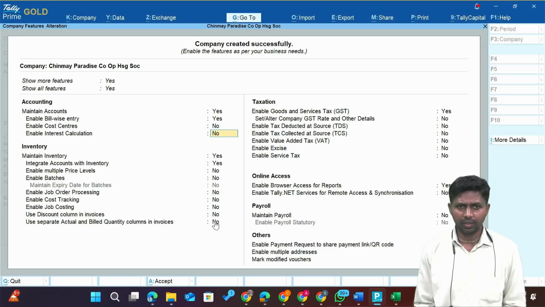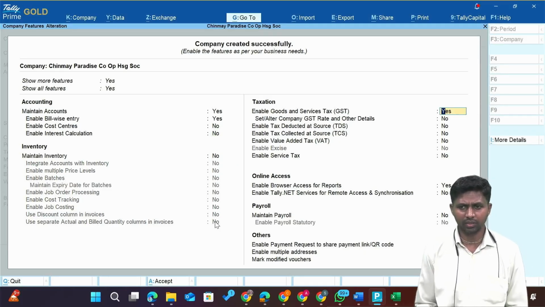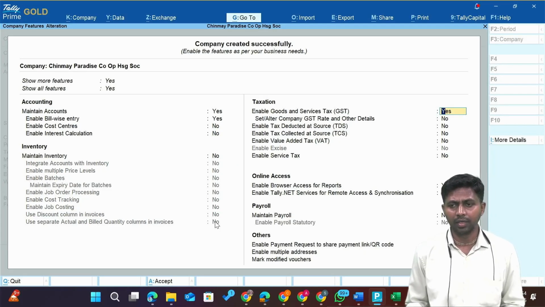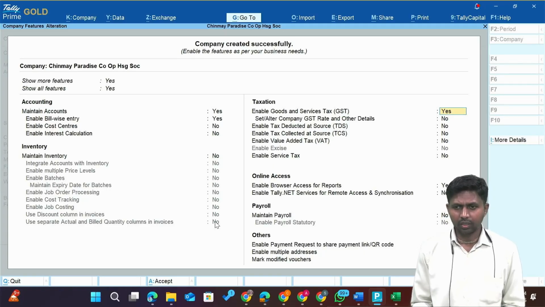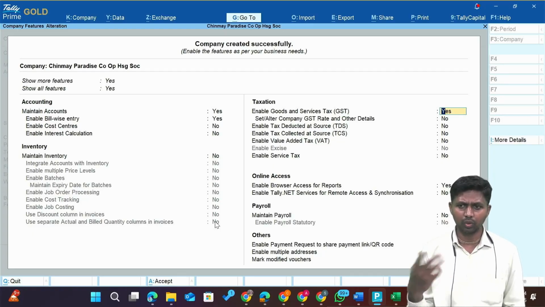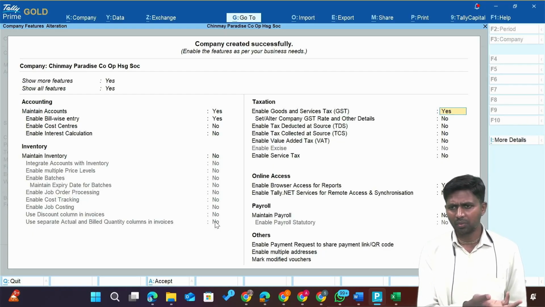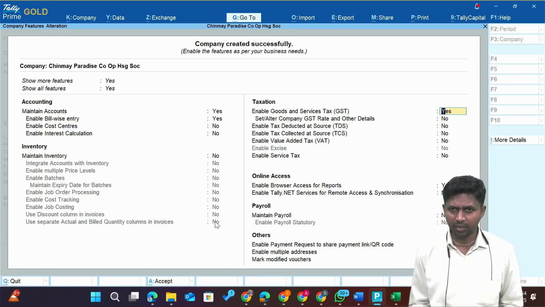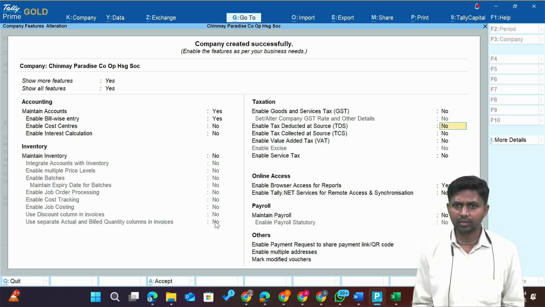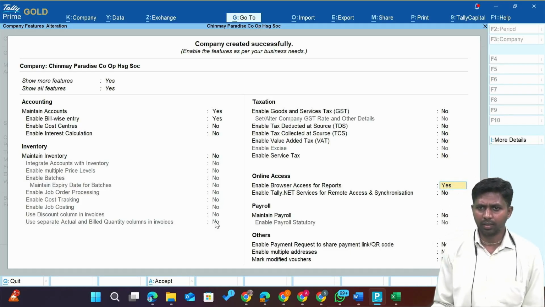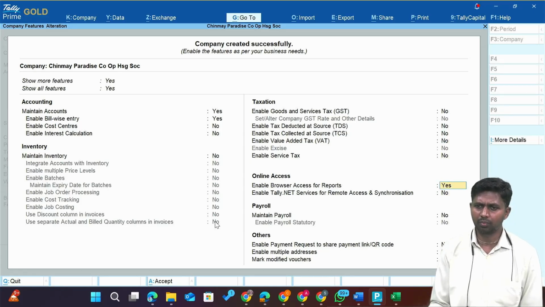Interest calculation, therefore, say no only. Inventory, no need. It's not a trading organization, it's a service organization. Therefore, you will not find inventory as such. Then GST, we have just started. We have read all the provisions, which say that only if last year's turnover is more than 20,000, GST is applicable. But we have just started, zero turnover, so GST is not applicable. Then TDS, no tax audit, no TDS. TCS, no. VAT, no. Then enable browser access for reports, yes.